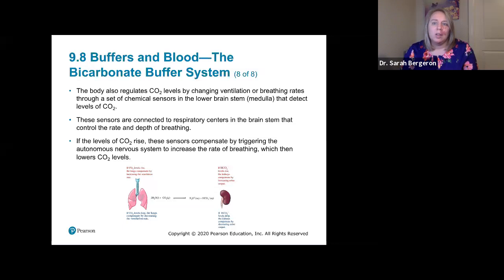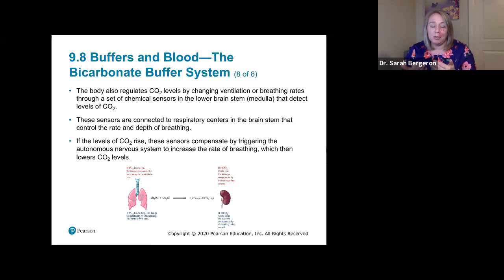So the other more common way that your body is going to adjust CO2 levels is by just changing how quickly you breathe, right? Your brain is constantly monitoring how much CO2 is in your bloodstream. And so if your CO2 levels get too high, what happens is the brainstem is going to go, oh, you need to breathe some more. And so you're actually going to increase your rate of breathing.